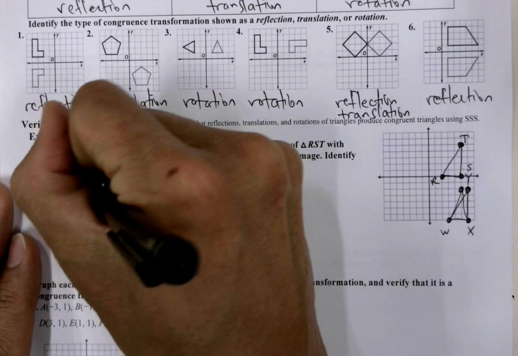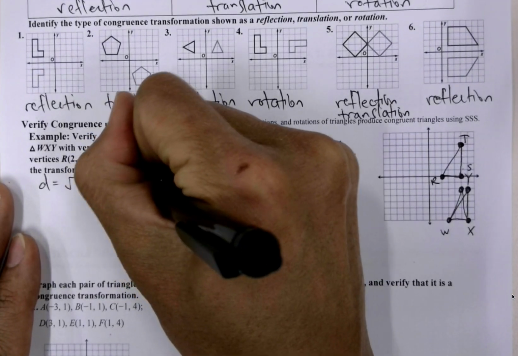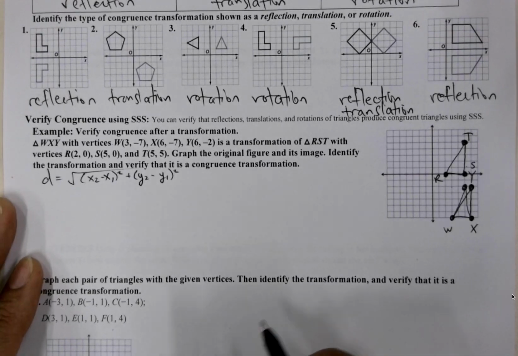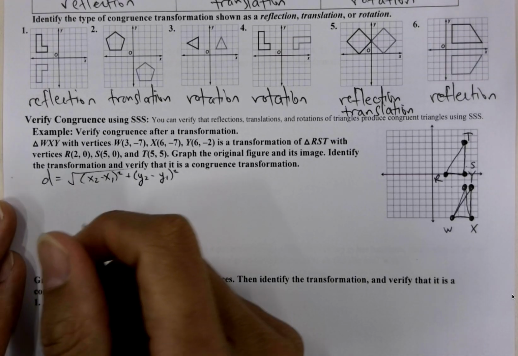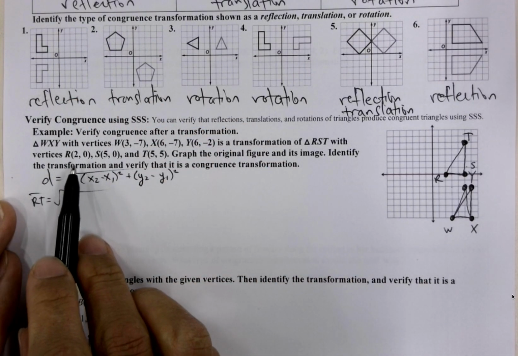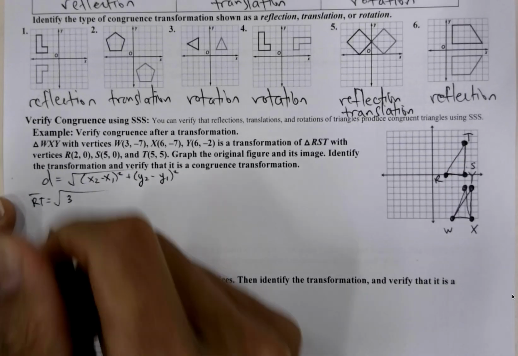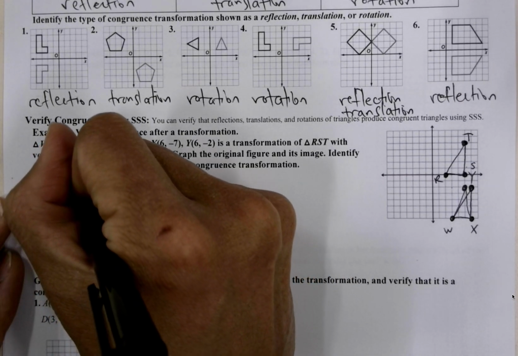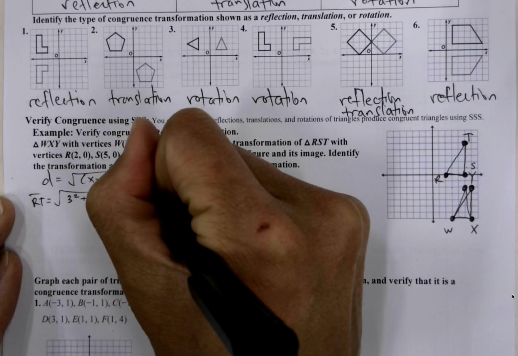So we got D is equal to the square root of x2 minus x1 squared plus y2 minus y1 squared, like so. Right? So we're going to do that for all of the sides, and maybe I could start doing that. So RT would be like so. RT would be 5 minus 2 is 3 squared, plus 5 minus 0, the y's, is 5 squared. So that's equal to the square root of 9 plus 25. So that's equal to square root of 34.